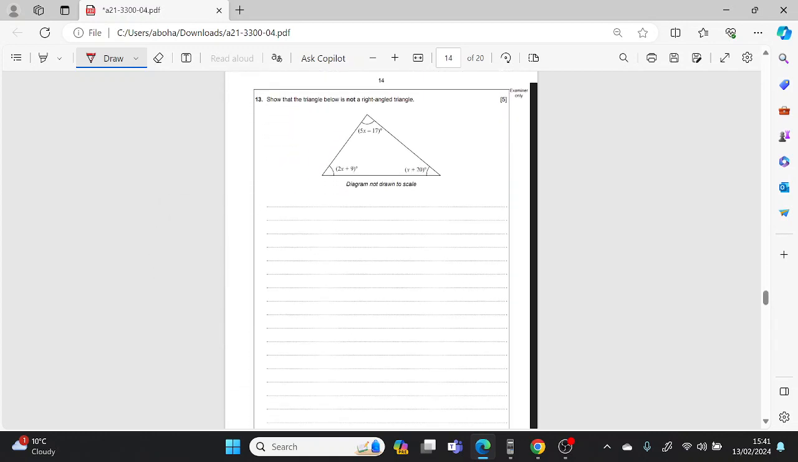Show that the triangle below is not a right angle triangle. Okay, so how do you show that it's not right angled? Well, we know that in a triangle, the angles add up to 180 degrees. So 2x plus 9 plus x plus 20 plus 5x minus 17 equals 180 degrees. Let's tidy her up now. So 2x plus 1x plus 5x is 8x.